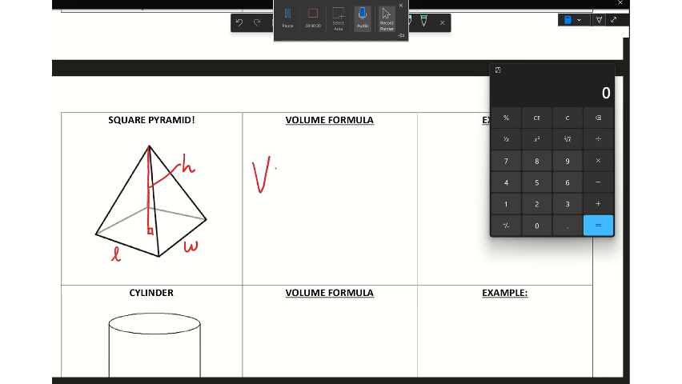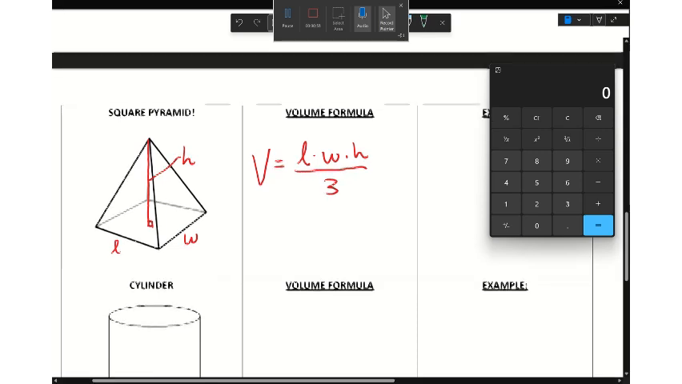Now, one of the things that we can do now is find the formula. The formula for the volume of a rectangular or square pyramid here is length times width times height divided by 3. Now, if you're thinking to yourself, this looks familiar, it should, because it's literally the same exact formula as a square or a rectangular prism. The only difference is that it is a pyramid.